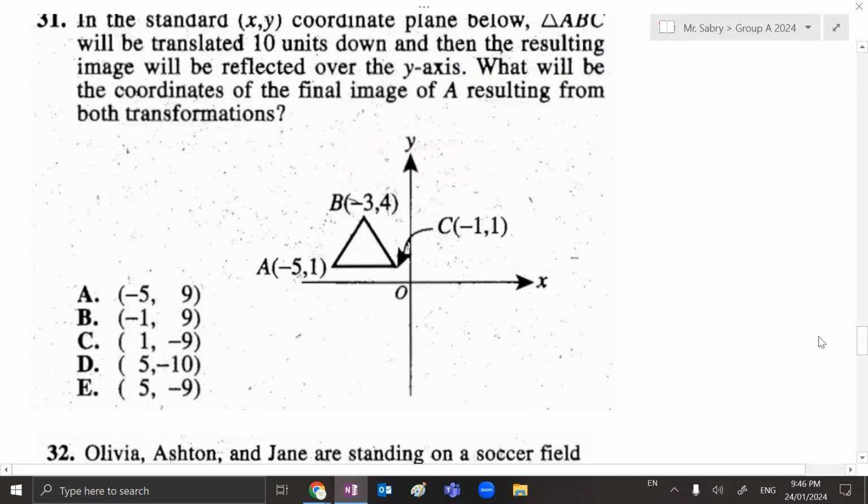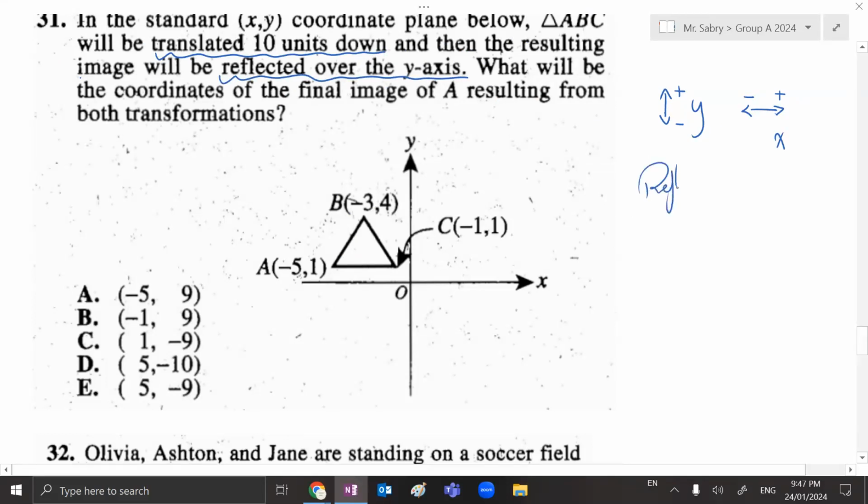31. Here's this shape, and they said this triangle was translated 5 units down. We also discussed that very recently. When we're moving up and down, we're adding and subtracting from the y coordinate. If we're moving up, we're adding, and if we're moving down, we're subtracting. If we're moving right and left, we add on the x for right and subtract from the x for left. Then the resulting image will be reflected over the y-axis. So first, I'll translate and then reflect.